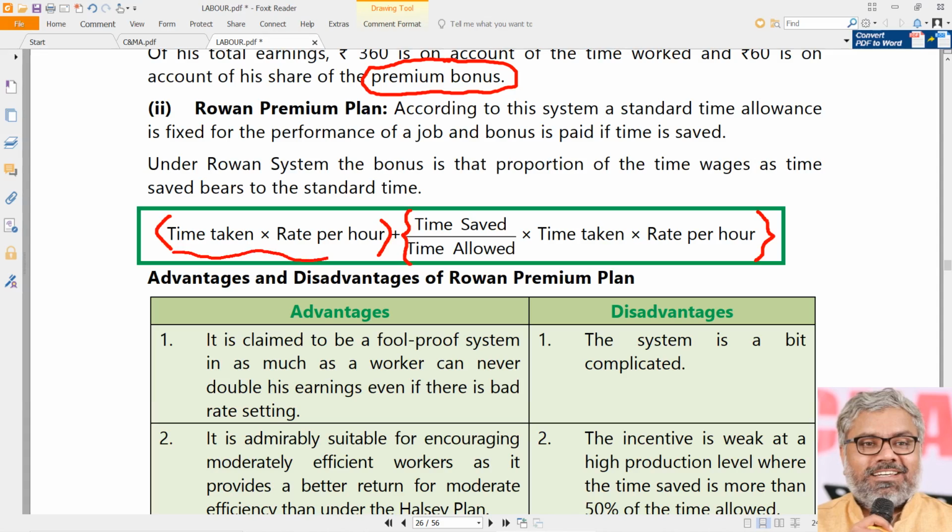This portion has no difference. This portion is same in both the plans because that is basically normal calculation of time wages. That is not related to bonus at all. This is basic normal wages that the worker is entitled to. So this will be same in both of them.